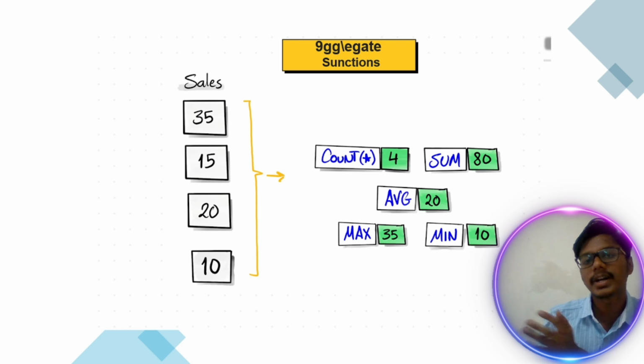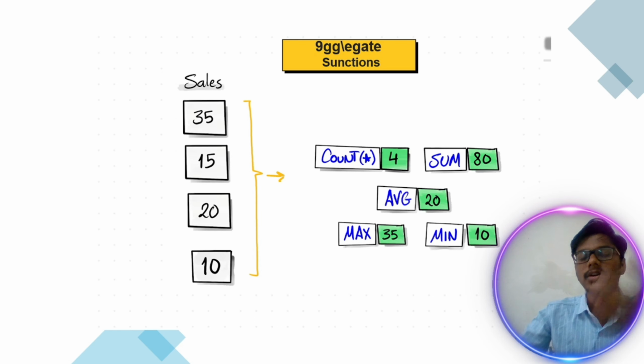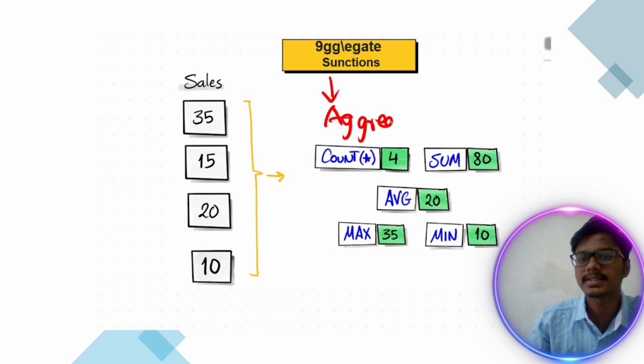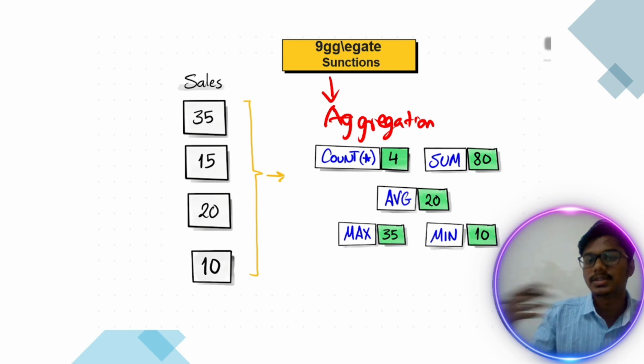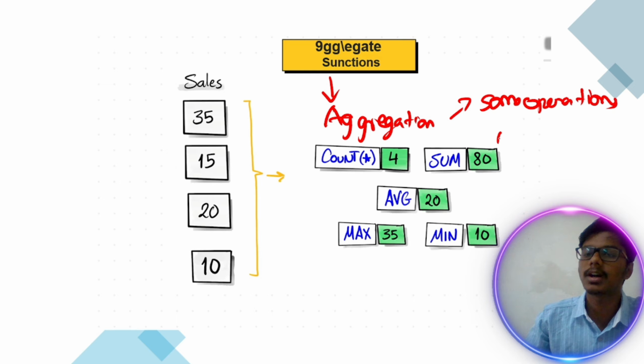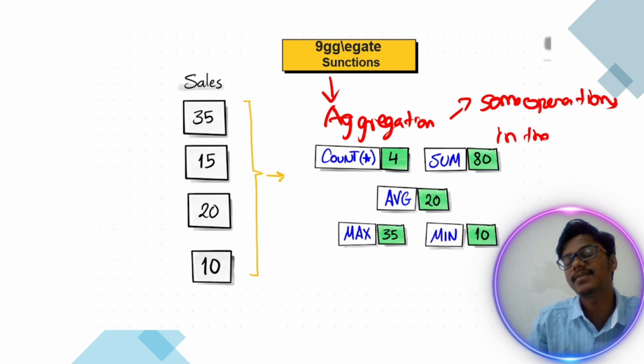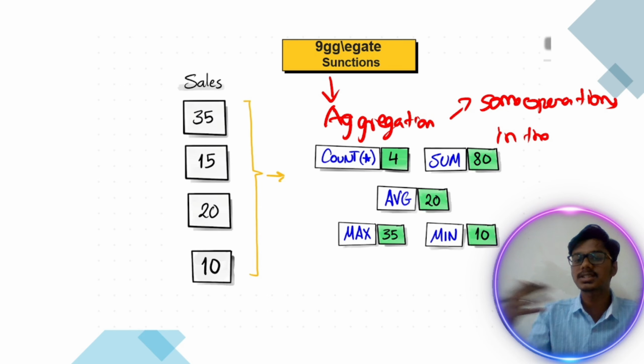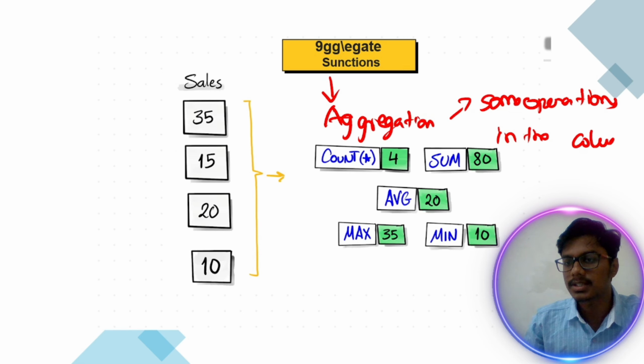We are getting into the aggregation functions and their types. What is meant by the aggregation functions? We are doing some operations on a column, right? That's the aggregation. When the interviewer asks about the aggregation functions, it means we are performing some operations on that column. That's called the aggregations.